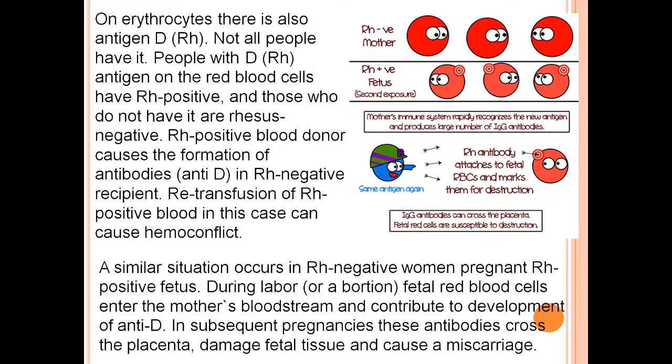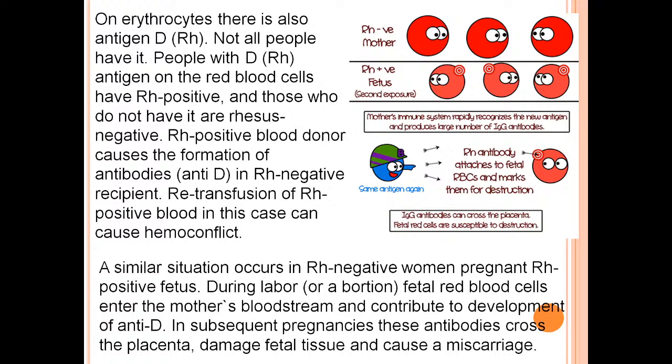On erythrocytes, there is also antigen D, Rh. Not all people have it. People with D antigen on the red blood cells are Rh positive, and those who don't have it are Rh negative. Rh positive blood transfused to an Rh negative recipient causes the formation of anti-D antibodies. A repeat transfusion of Rh positive blood in this case can cause hemoconflict.